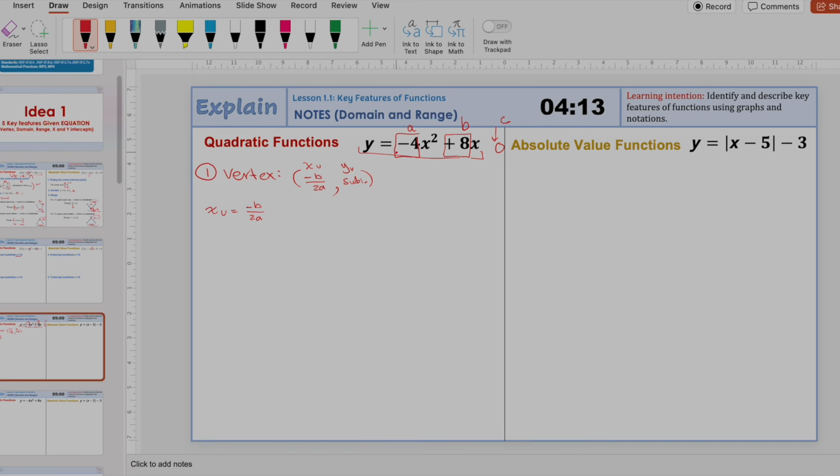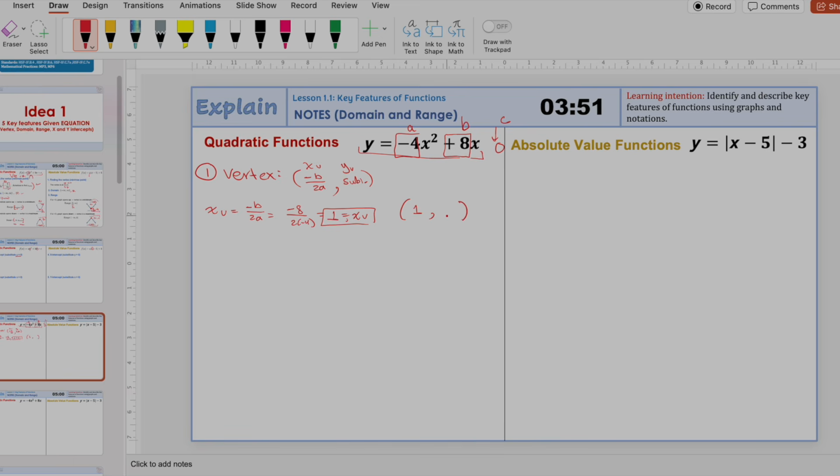Okay, so it's gonna be negative b over 2a. So negative 8 over 2 times negative 4, which equals 1. That's my x of the vertex. So far, the vertex, I have the x as 1.